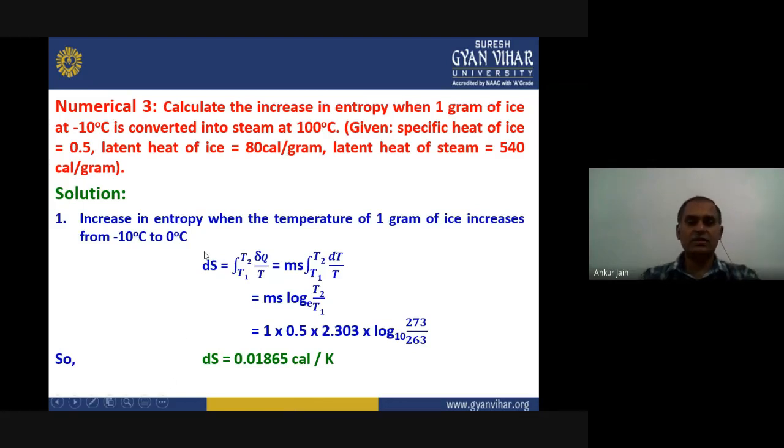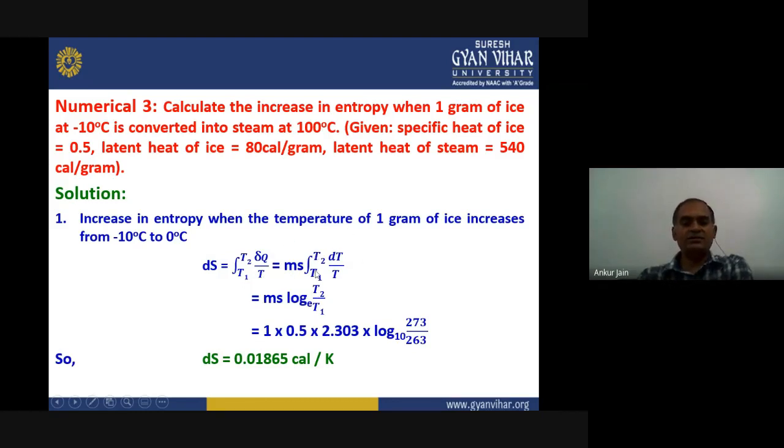We need to calculate according to limits, what we integrate within the limits, right? So, increase in entropy when the temperature of 1 gram of ice increases from minus 10 degree to 0 degree centigrade. First, we will calculate ds in two terms, because first is ice to water conversion and then water to steam conversion. So ds equals integral T1 to T2 of delta Q upon T, and that we can write as m s dt upon T. Q is given by that formula, right?